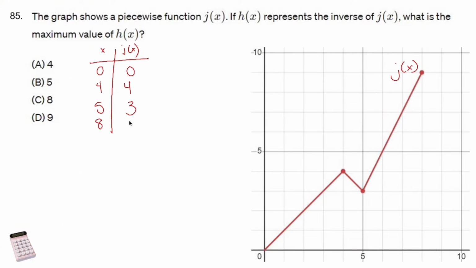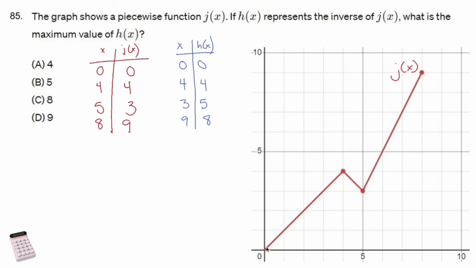Now, the first step in finding an inverse is to swap the y and the x values. So why should that change here? 0, 0 swapped becomes 0, 0. Good job. 4, 4 swapped becomes 4, 4. Good job. 5, 3 swapped, finally a change, is 3, 5. Good job. And then 8, 9 swapped is 9, 8. Now this is my h of x function.